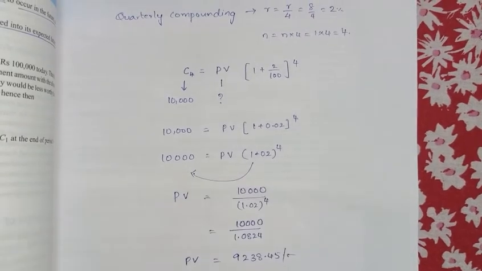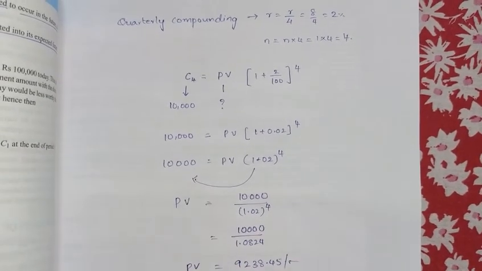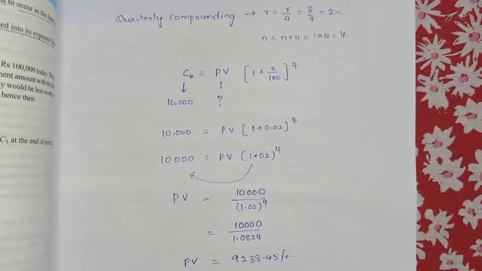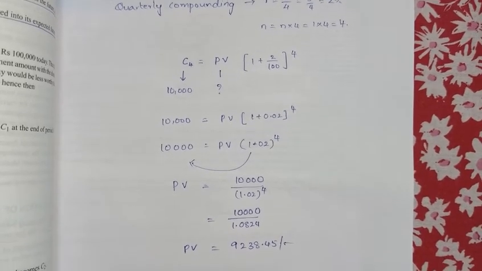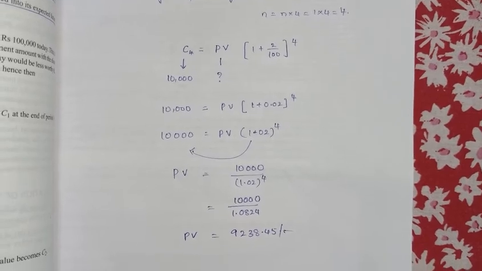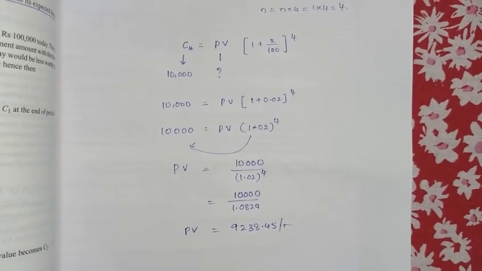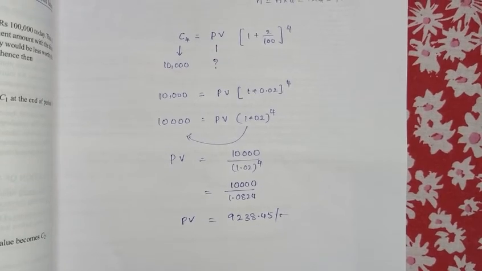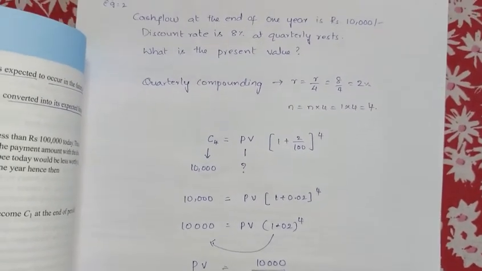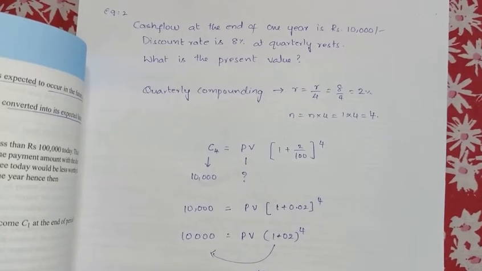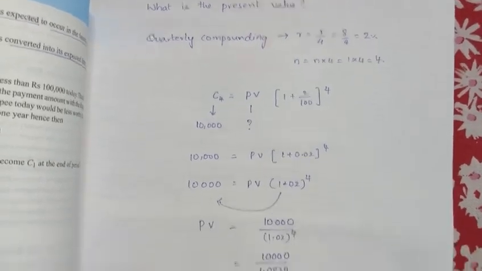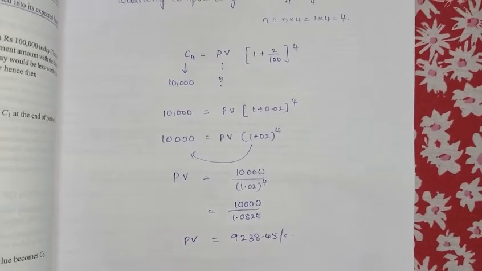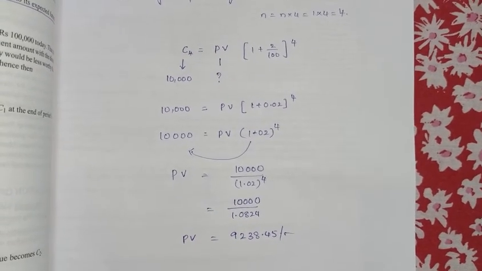So if we substitute, the cash flow in the future 10,000 equals PV into (1 plus 0.02) whole power 4. If we take PV to the left side, PV equals 10,000 by 1.02 whole power 4, which is nothing but 9,238.45. Here we can clearly understand that after 1 year if we are getting 10,000, that is nothing but at present it is 9,238 at a discount rate of 8%.